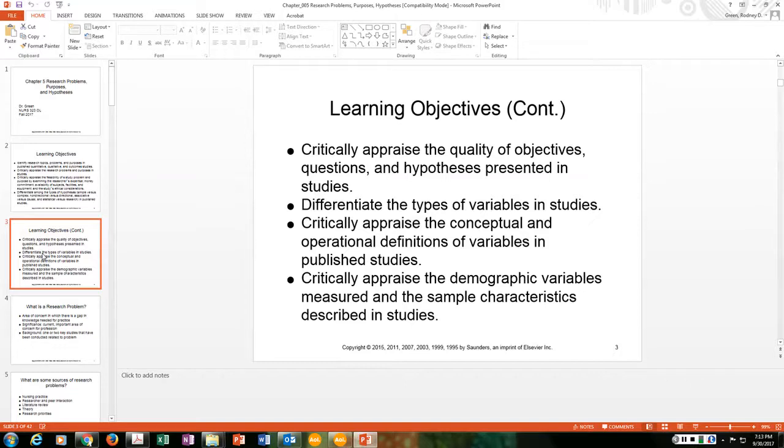So Chapter 5 describes research problems, purposes, and hypotheses. You will be able to identify these in research studies that you read. You will be able to use the guidelines in your textbook to critically appraise a study and the study's problems, purposes, objectives, questions, hypotheses, and variables. So this will help you to get ready to complete your assignment on critiquing research.